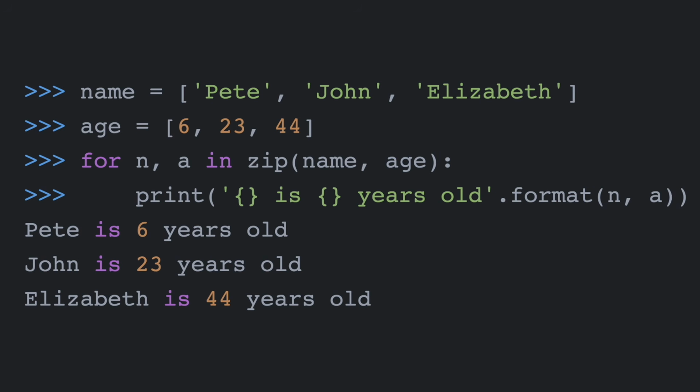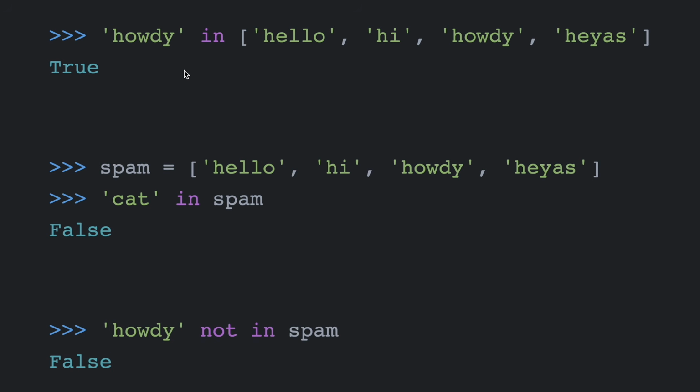And you can loop through multiple lists with zip. So we have zip here. So now we're going through the name and the age list into n and a, and you can see what that prints out. You can use the in and not in operators to see if something is in a list. So is howdy in this list? Well, True. Is cat in spam? False.